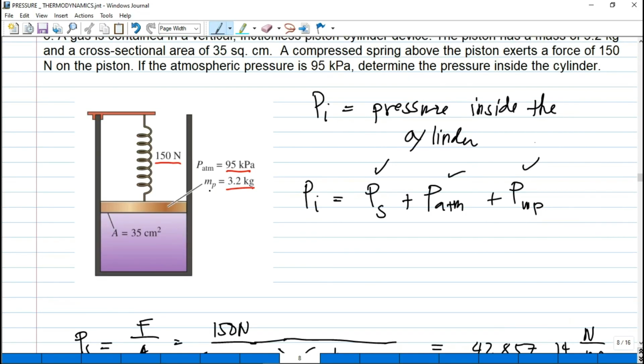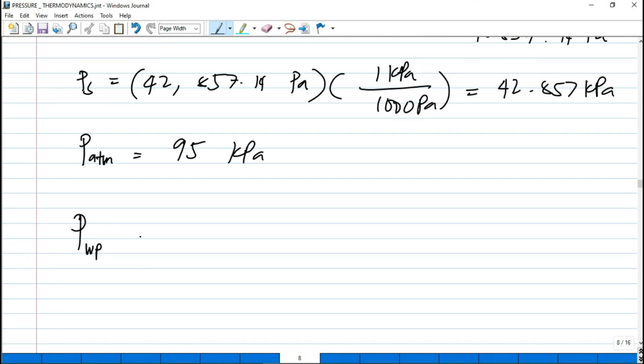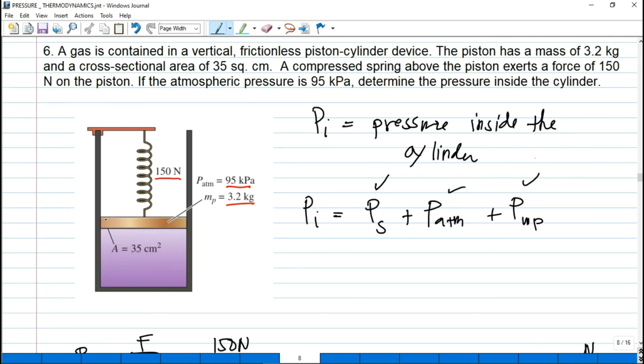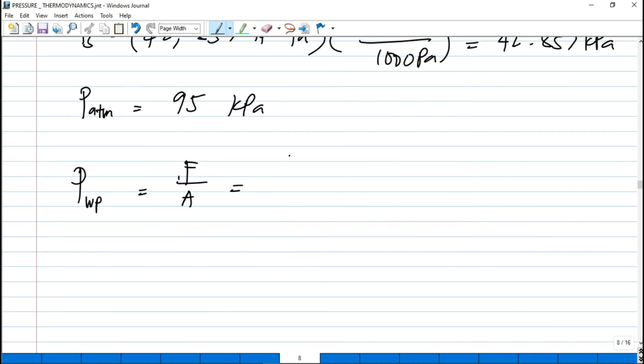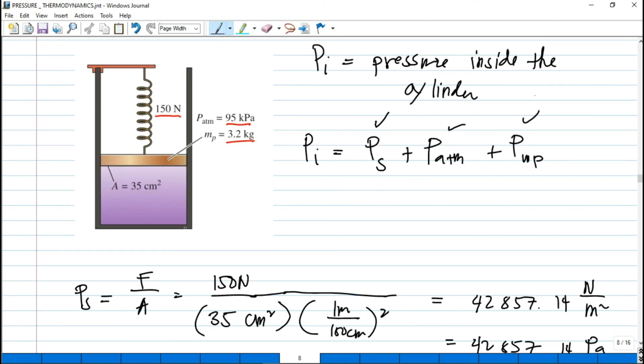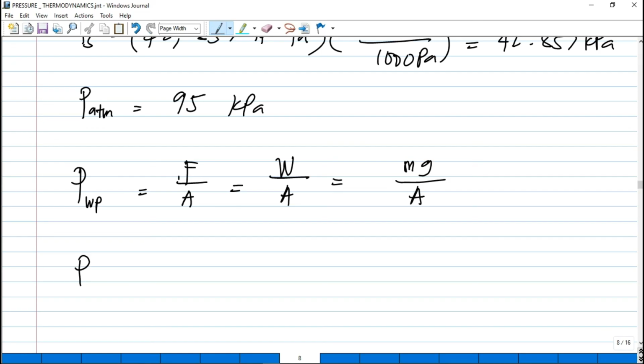Then the pressure exerted by the mass of the piston. Yung pressure due to the weight, okay, weight of the piston is just equal to force over area. So yung force natin is the weight of this piston, which has a mass of 3.2 kilograms. Okay, so we have here weight all over area. So weight is just equal to mg, mass times acceleration due to gravity, divided by area. So the area under contact is still 35 square centimeters. So the pressure due to the weight of the piston is equal to mg over A. So that is weight over area or force over area.